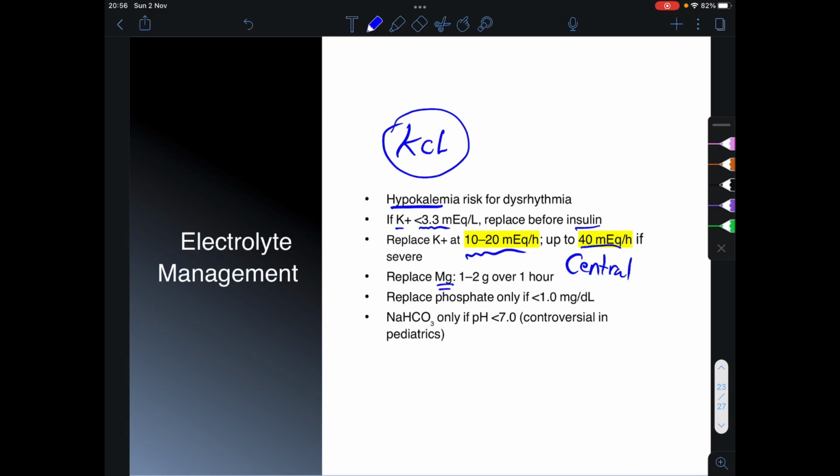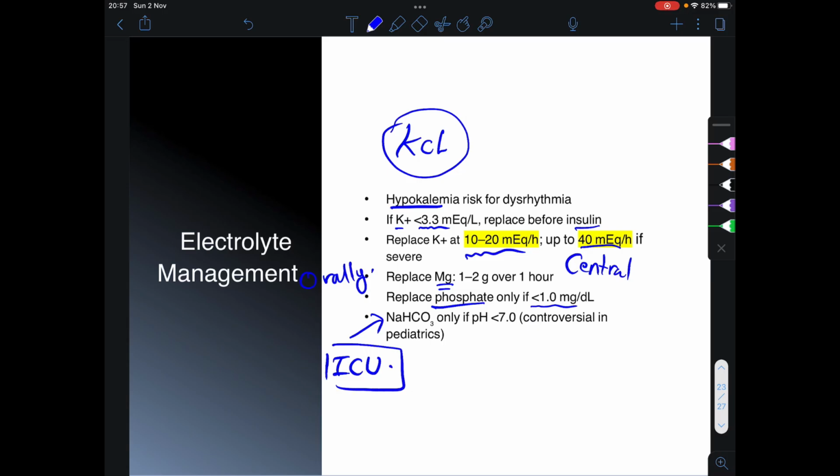Magnesium can also be replaced. Usually it's given orally. We give oral magnesium rather than peripheral IV magnesium, because the peripheral IV magnesium we only use, for example, in torsades or ventricular tachycardias. But in HHS, the hypomagnesemia is usually treated orally. You only treat phosphate when the level is below 1 milligram per deciliter. And sodium bicarb, usually as junior doctors you'll not be using it because it carries a lot of risks, and usually it's restricted for use in ICU.